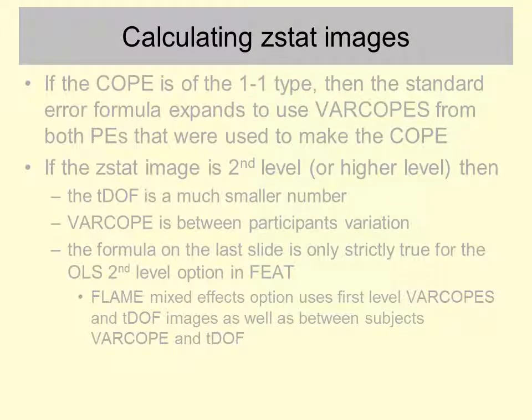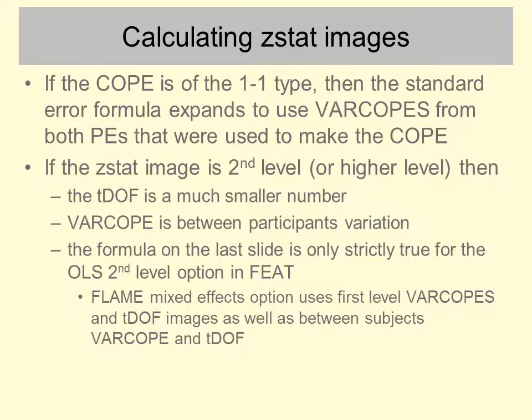On this slide we'll consider two other cases in which we can calculate a z statistic at each voxel. One of these is if your contrast of parameter estimates is of the 1 minus 1 type rather than the 1 minus 0 type, then you would expand the denominator, the standard error part of the formula, to use the varcope data from both individual parameter estimates that we use to make the cope, and the numerator on top would just be the value of parameter estimate 1 minus the value of parameter estimate 2 at the voxel of interest.